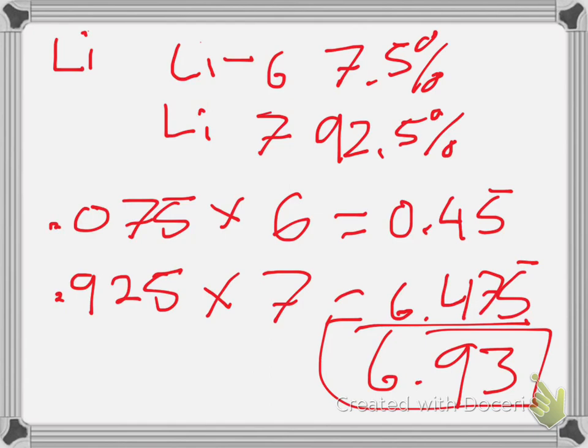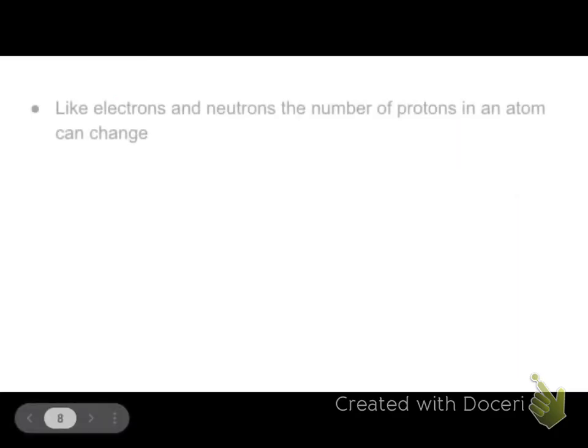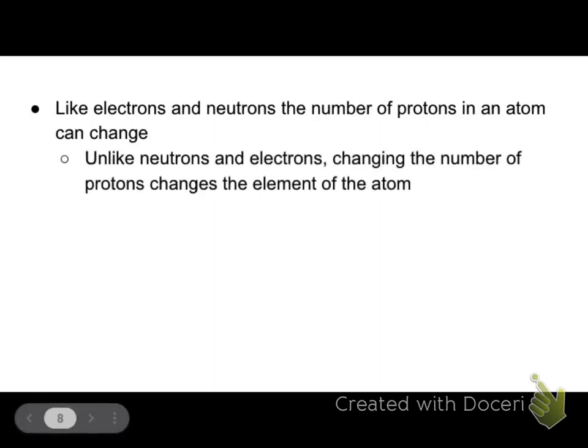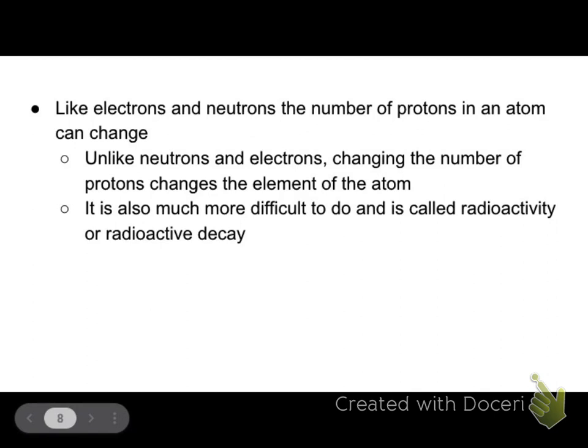All right. Moving on, let's talk a little bit about radiation. Okay? We've talked about gaining and losing electrons. We've talked about the fact that different atoms have different numbers of neutrons. And we have mentioned that changing the number of protons changes the atom. But we also talked about how it's very difficult and requires a lot of energy for us to go in and remove protons from an atom. Okay? It would be difficult.